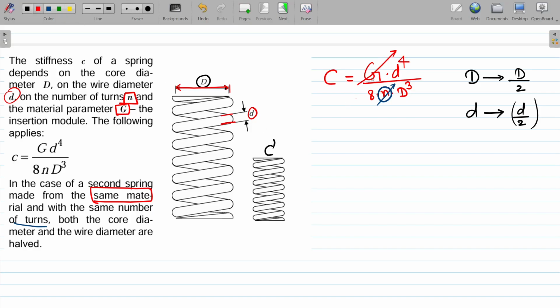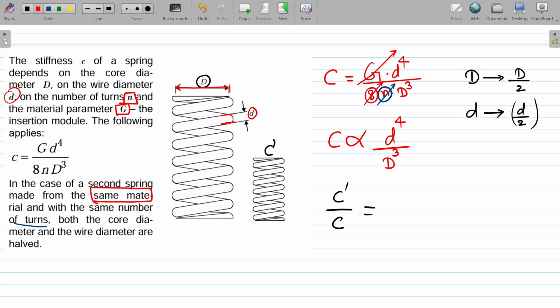So in this formula, if we ignore the constant terms, see this capital G is constant, this small n is constant, obviously this 8 is also constant. So what is the relation between these variables? C should be proportional to small d raised to power 4 upon capital D raised to power 3. So if we apply our simple mathematical rule, the concept of proportionality, we can write C dash upon C.